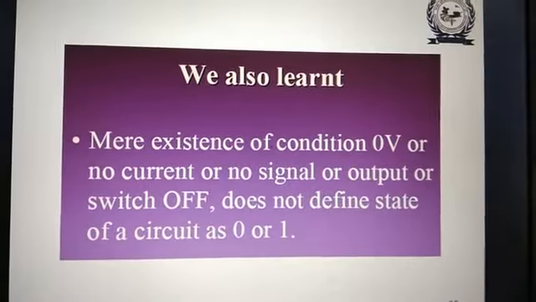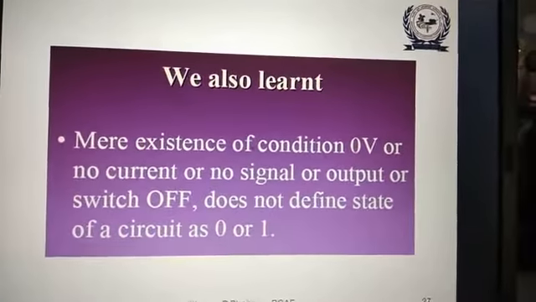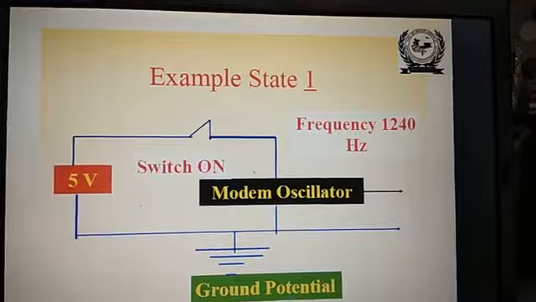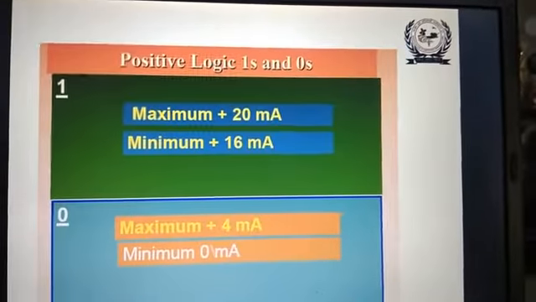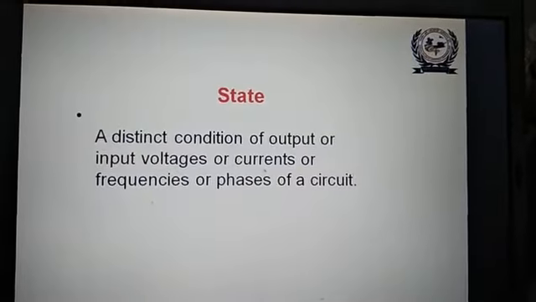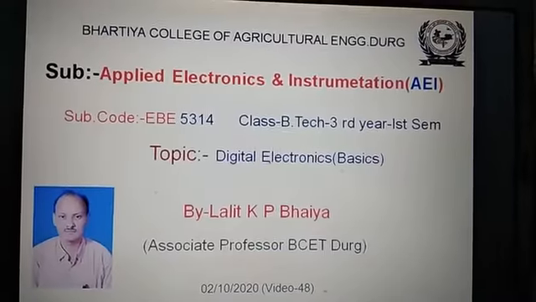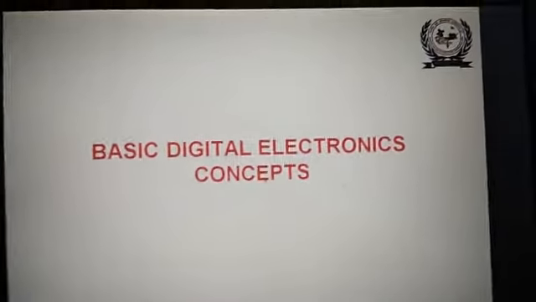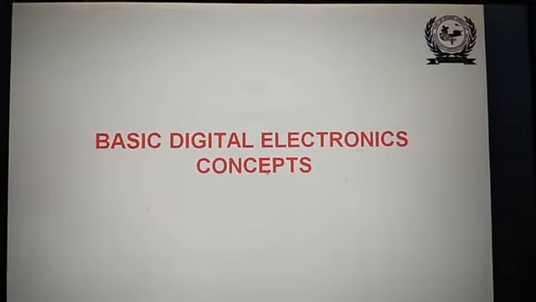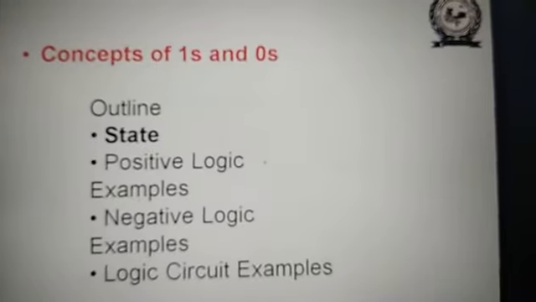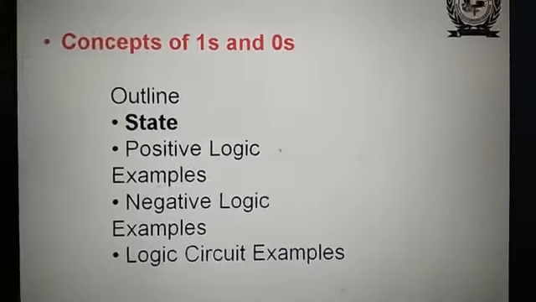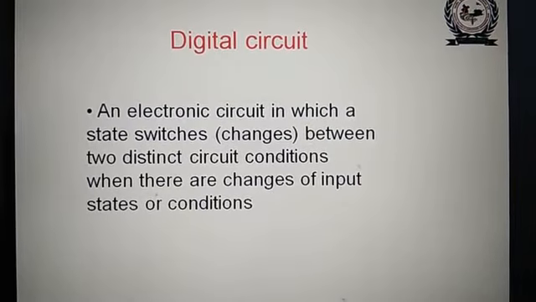So this is all about the basics of digital electronics. Dear friends, you must know what digital electronics is, and on the basis of this simple principle of 0 and 1, we will learn ahead about digital electronics, right? So what we have seen, I will review it immediately. We have seen what is state, positive logic examples, negative logic examples, and logic circuit examples. We have seen what a digital circuit is.